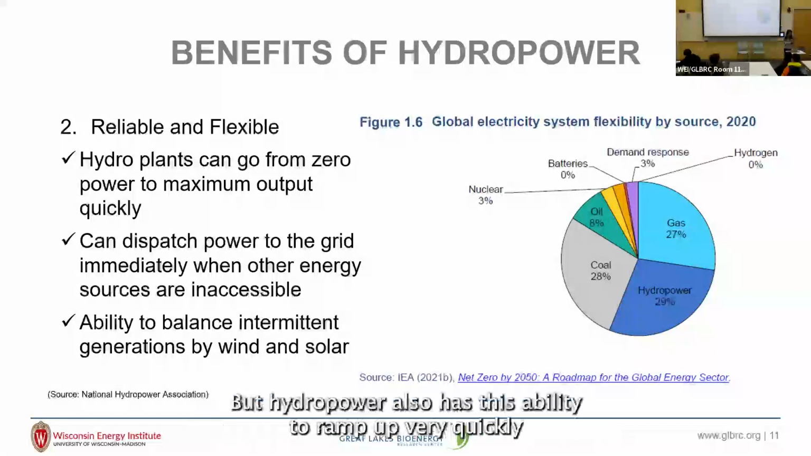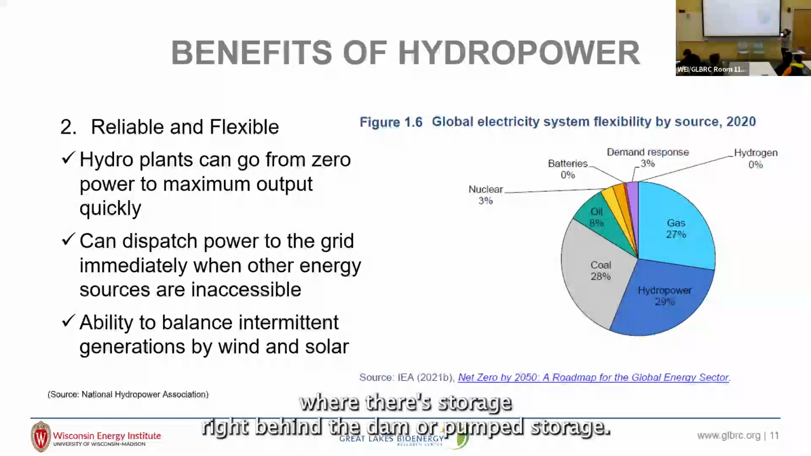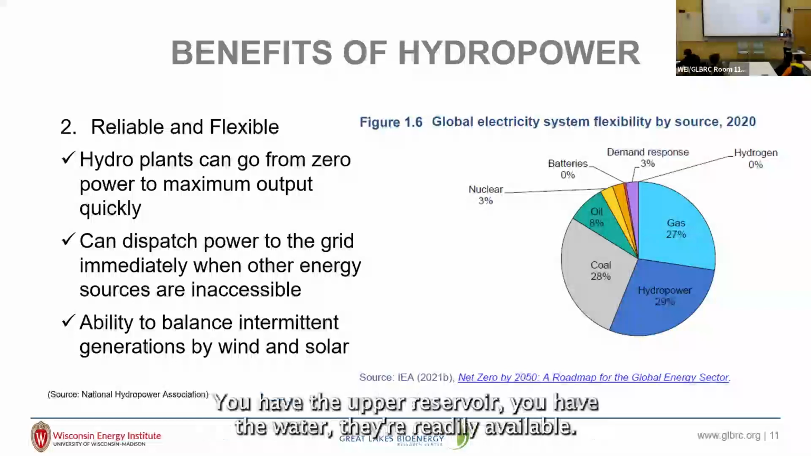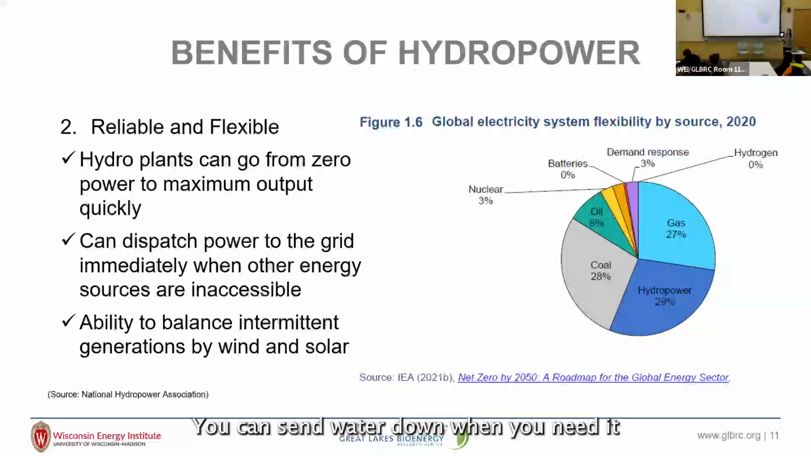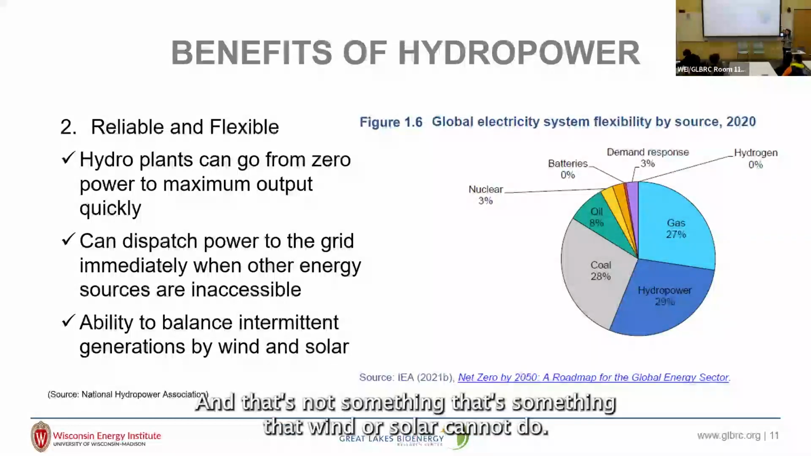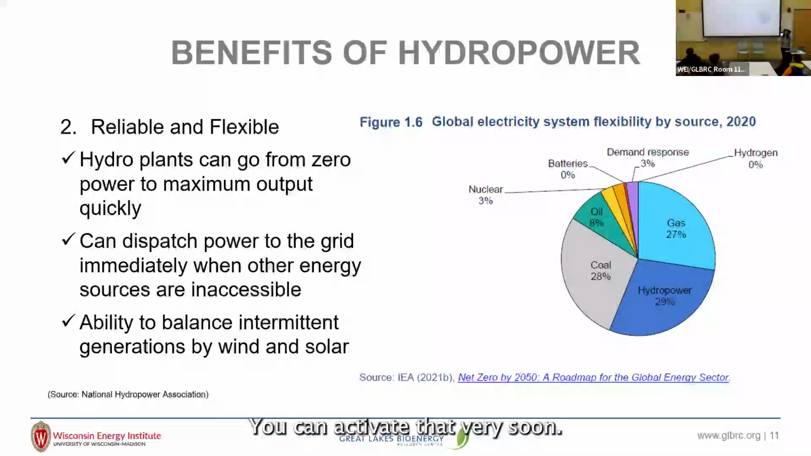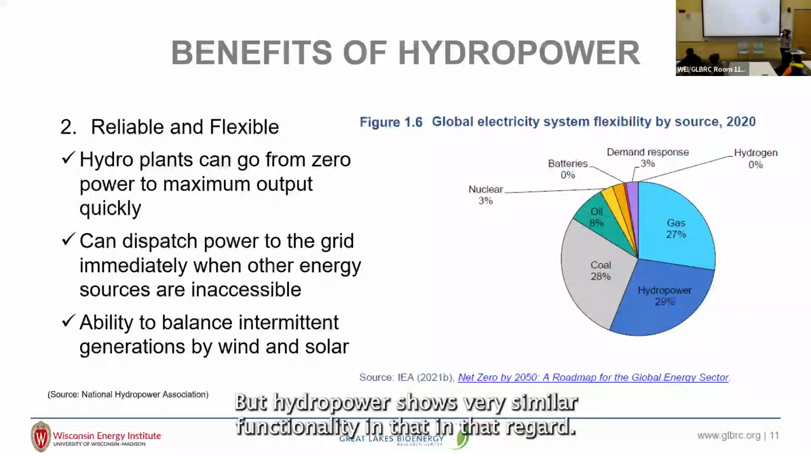and how that impacts hydropower generation and operations. But hydropower also has the ability to ramp up very quickly, especially for those projects where there's storage right behind the dam, or pump storage. You have the upper reservoir, you have the water there readily available. You can send water down when you need it right away, and instantaneously it can start generating electricity. And that's something that wind or solar cannot do, right? Right now we rely a lot on fossil fuel plants because you can burn coal right away. You can activate that very soon. But hydropower serves very similar functionality in that regard.